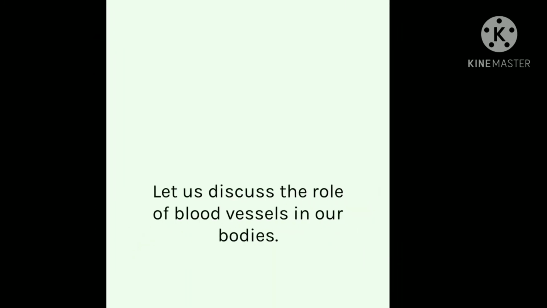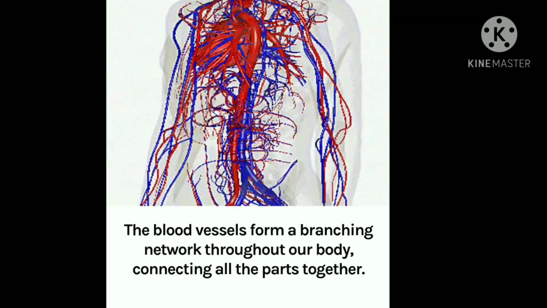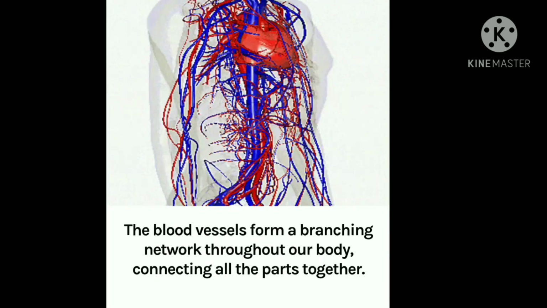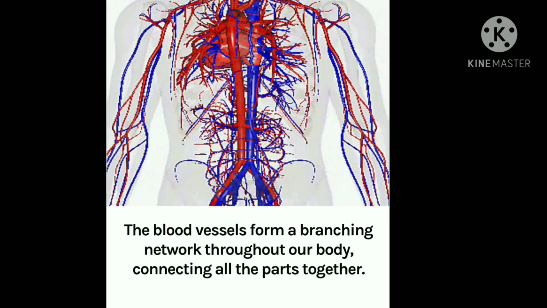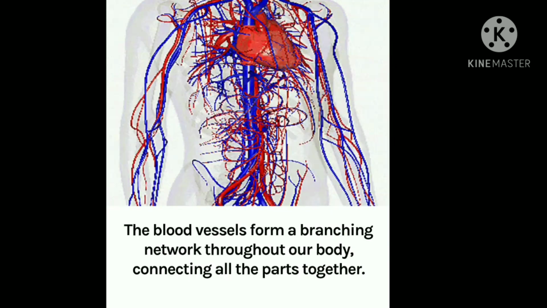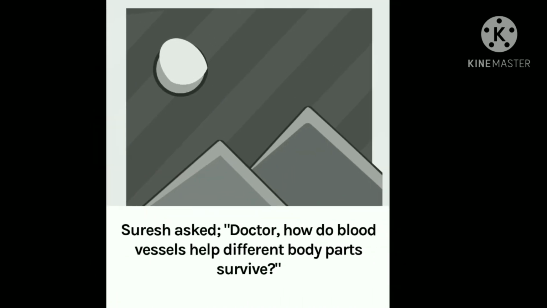Now let us discuss the role of the blood vessels in our bodies. The blood vessels form a branching network throughout our body, connecting all the parts together. Here you are able to see how all these blood vessels are connected. They form a very branched network. Many small veins as well as capillaries are there all over our body.